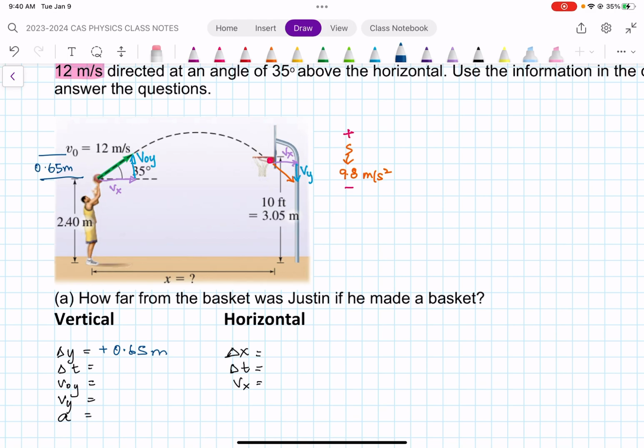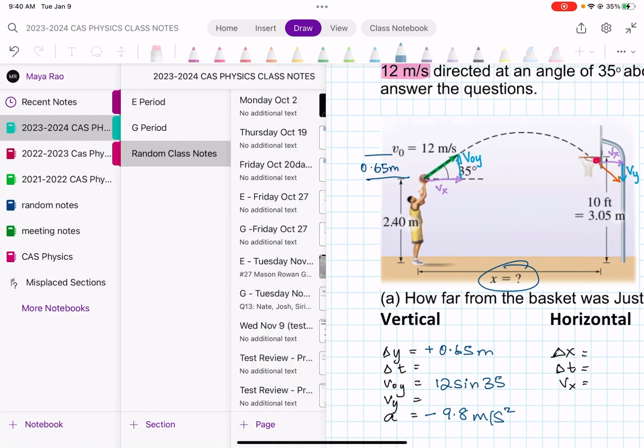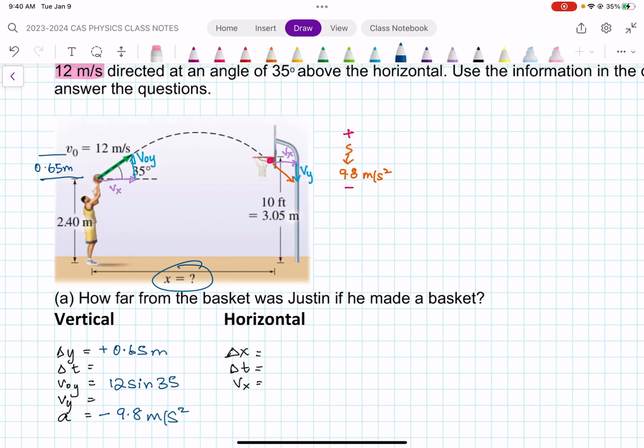We know that the V naught y, the initial y component of the velocity, is going to be 12 sine of 35. So we can calculate that out. And we also know that the acceleration is down 9.8, so negative 9.8 meters per second squared. The question is asking how far from the basket was Justin if he made a basket. Well, we want to know then how far horizontally. So this is what we're looking for here. And so we will put that in as a question mark here, right?